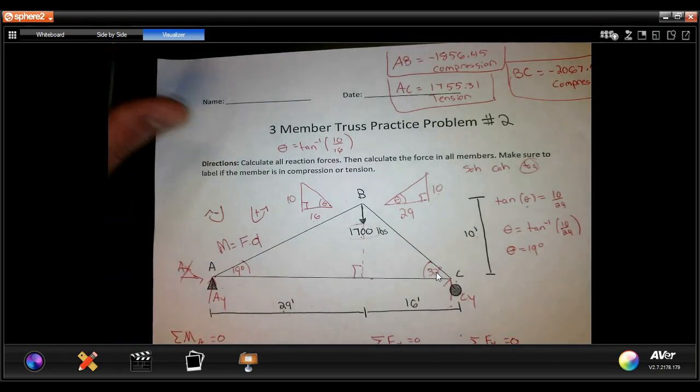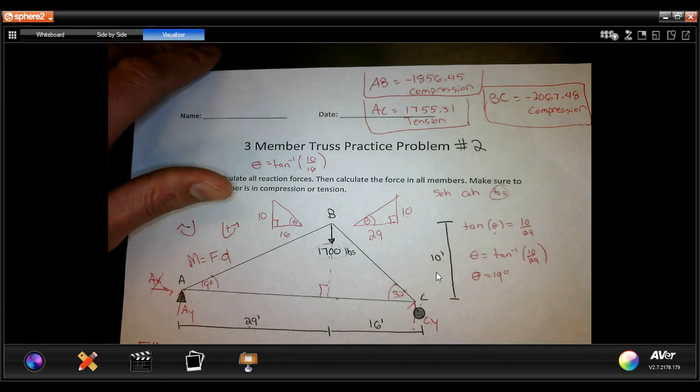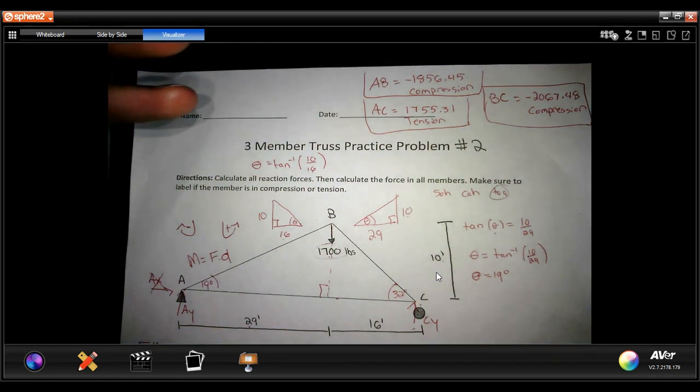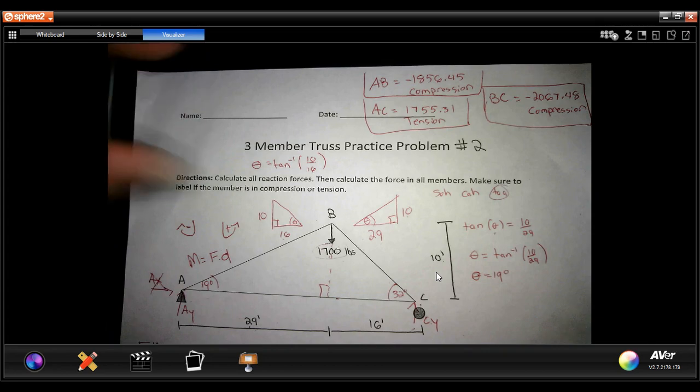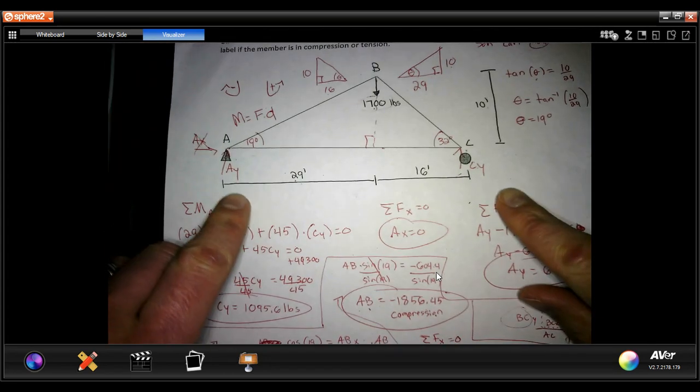And now we solved the truss. So basically, we know every single member, if they're in tension or compression, how much tension or compression, and we solved for the reaction forces at the pin and roller.